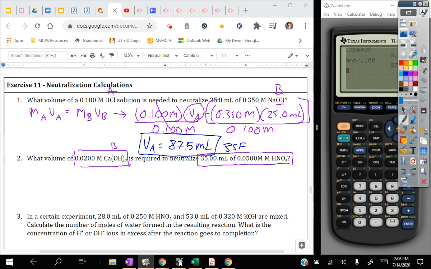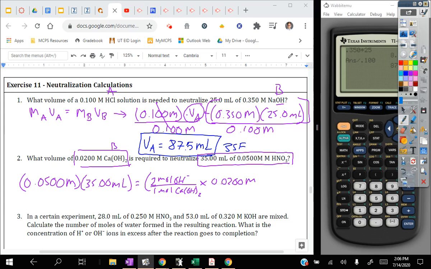So when I plug in 0.0500 molar for my acid times 35.00 milliliters, and then for my molarity, 2 moles of OH minus over 1 mole of CaOH2 times 0.0200 molar of CaOH2 times VB, my volume of base.